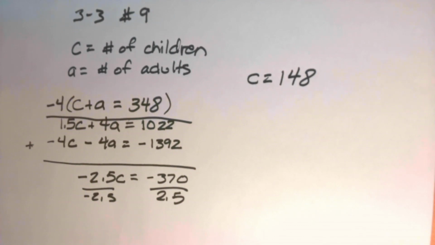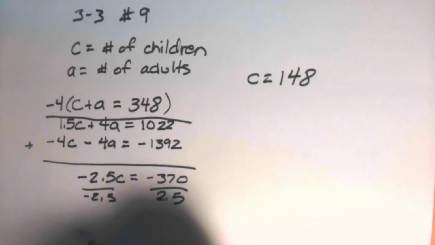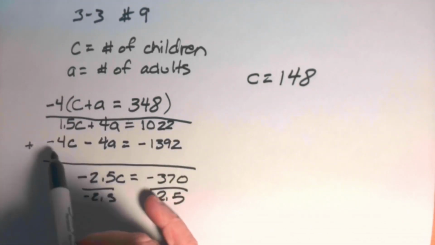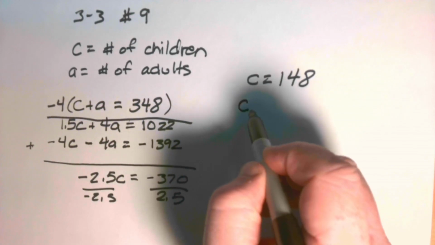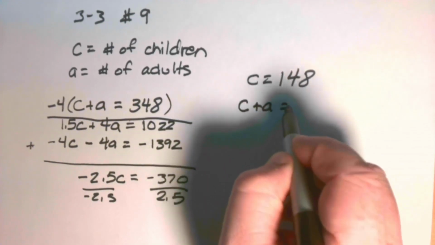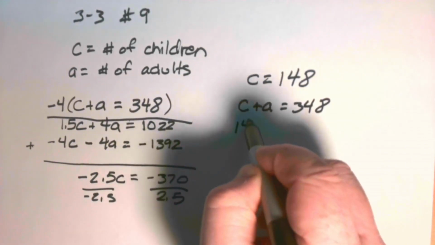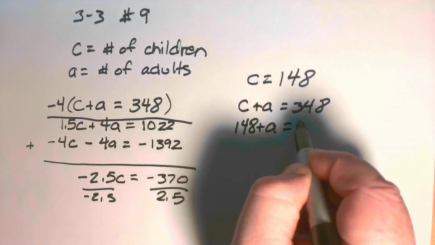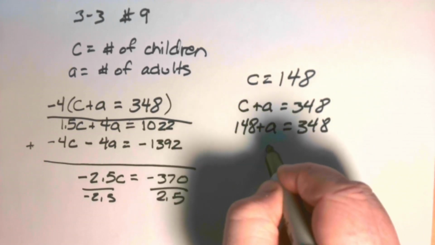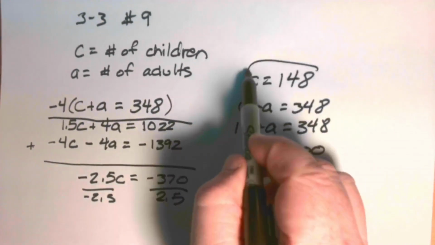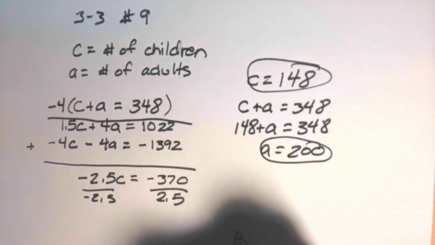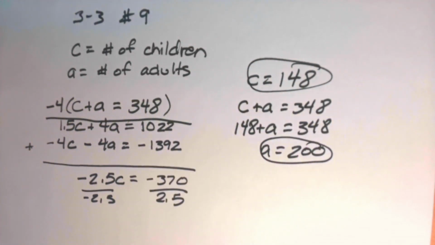Now I need to figure out the number of adults that came through that day. And so I could go back to any of my previous equations to do that. And instead of using these ones that have the 4a and so forth, I'm just going to use this one. I know that the number of children plus the number of adults was 348. So I know that 148 plus the number of adults is 348. And so I can tell here that a is going to be 200. So here are my answers. Okay, so there were 200 adults and 148 children who came through the amusement park that day.